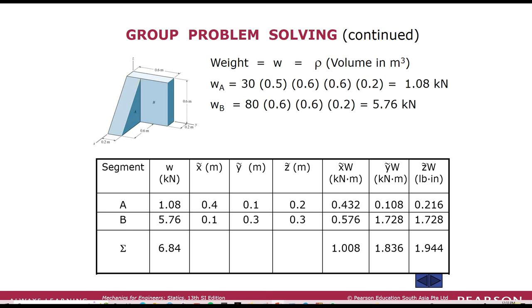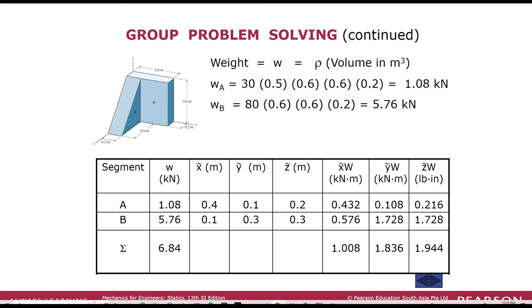And for B, same here for block B, x is 0.2, so just half of it, for a rectangle, it is 0.1. And for y, because the length is 0.1 and because it's near to the origin, it's just 0.3, and then z is the height 0.6 divided by 2, is 0.3. So just multiply 0.1 times 5.76, 0.3 times 5.76, and 0.3 again multiplied by 5.76 to get the value of each individual for x, y, and z.